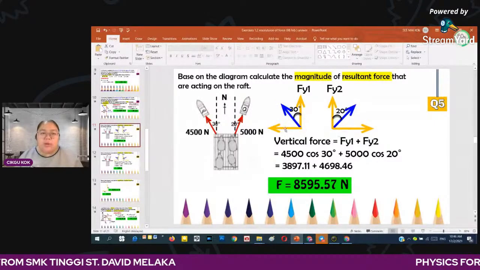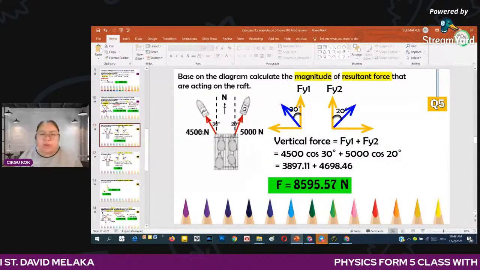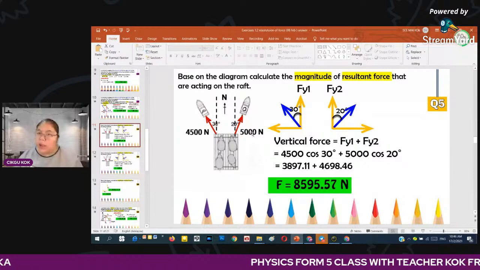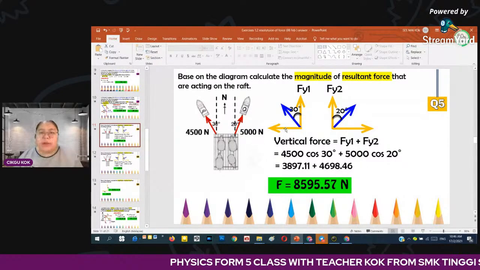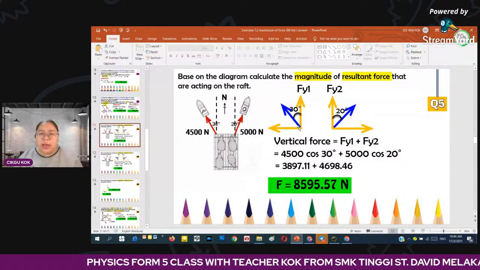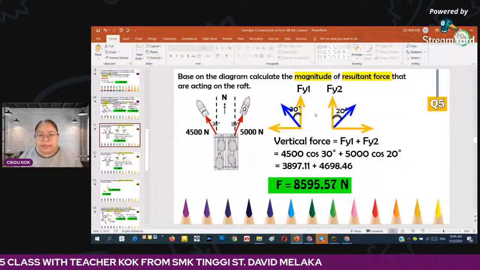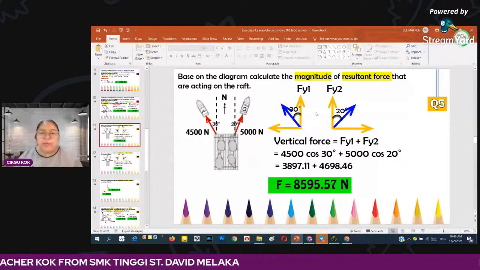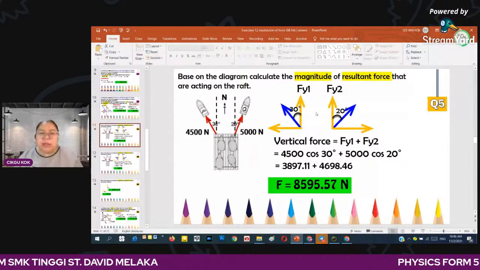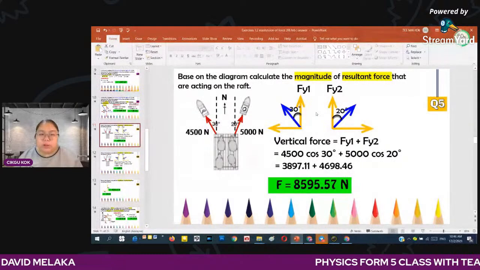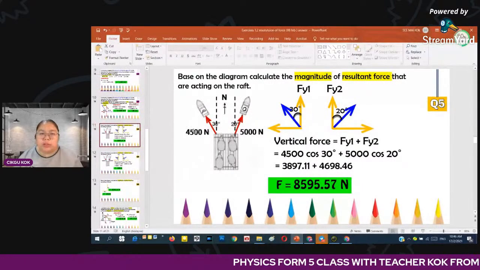Okay, so now this one's a 4,500 Newton. This one's a 5,000 Newton. They're also different. So from here we can say the Fy1 and Fy2 need to be added together because the direction is the same. The question never mentions the weight, so we just ignore it. We just assume these two are pulling.